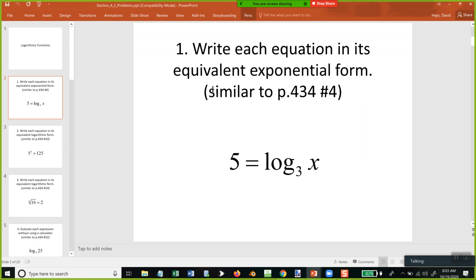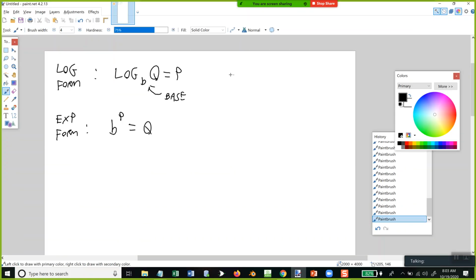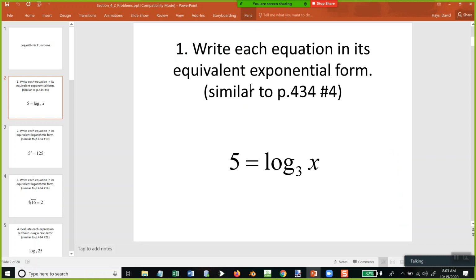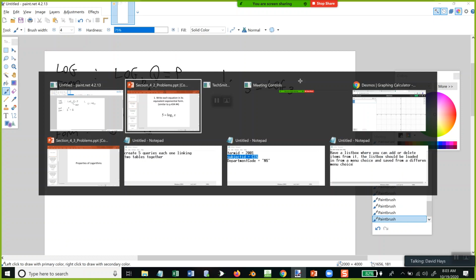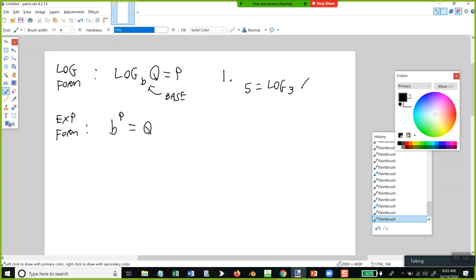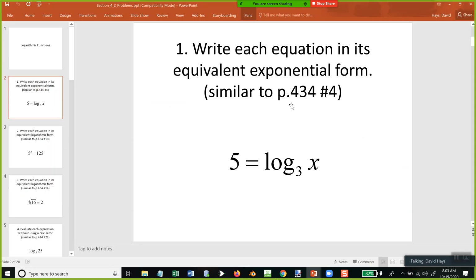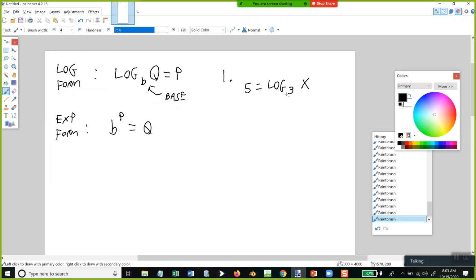let's take a look at this problem. 5 equals log base 3 of x. And it says write each equation in its equivalent exponential form. Well, it's obviously in log form because it's got a log. Our number that follows a log is our b, so the 3 will be our b. And then whatever follows that is your q, so the x here is going to be our q. And then the other side of the equals is always your p.